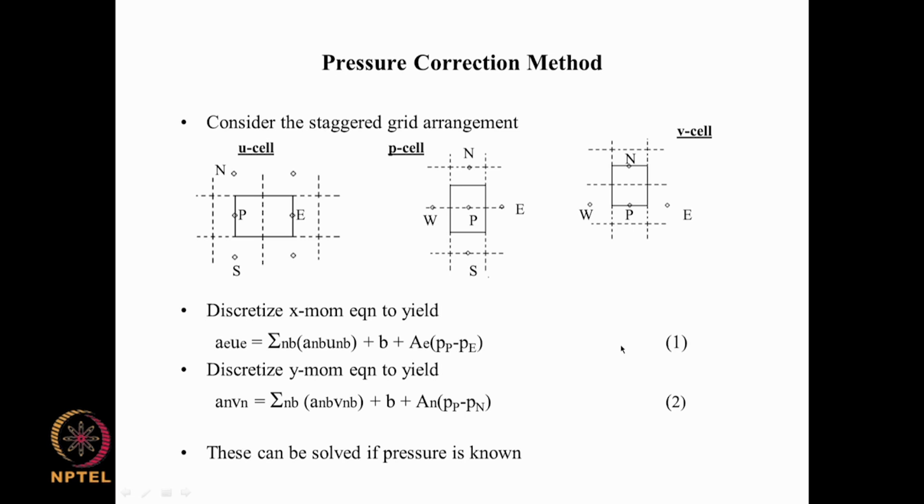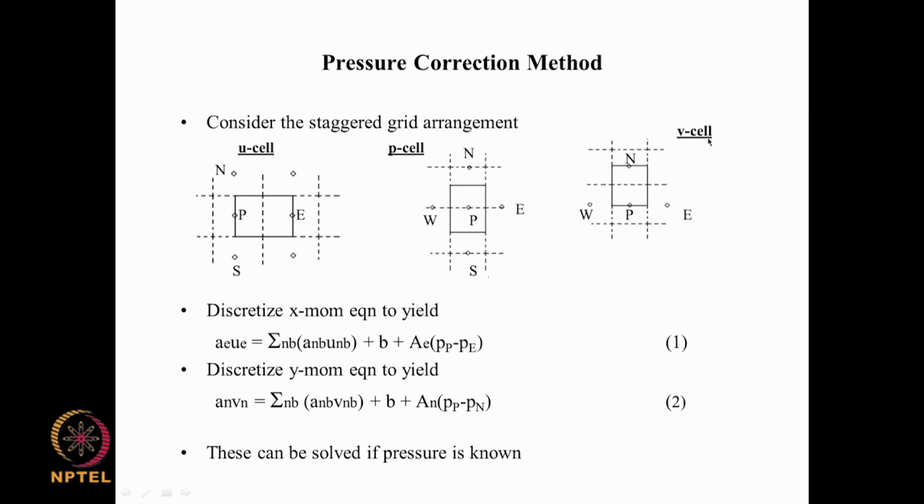What we are going to look at in this lecture is to make use of this approach and see how we can solve all the three equations together, that is the continuity, the x momentum and y momentum equation for a two dimensional problem. So, in this pressure correction method we are using a staggered grid. So, we have three different grids, one for the x momentum equation which is for the u cell, one for the y momentum equation.